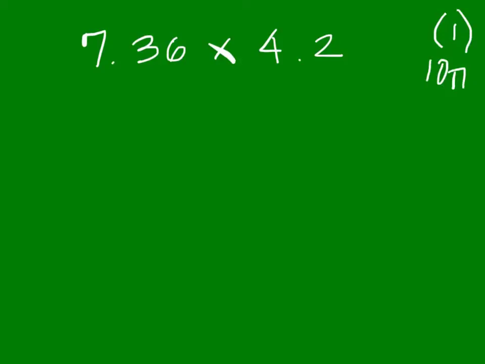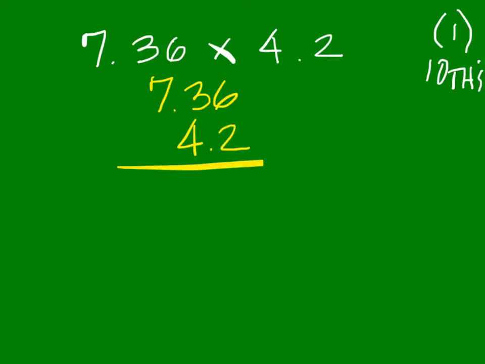Example number 2. The problem is 7.36 times 4.2. And we have to round to the first decimal place, which would be the tenths place. Alright, so write it like this. 7.36 times 4.2. And you're going to do 2 times this first. That's going to give us 12.